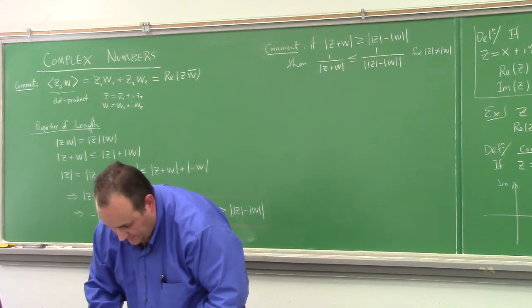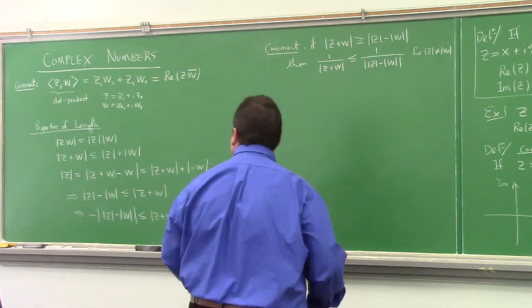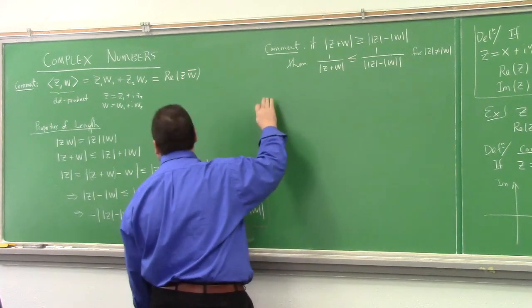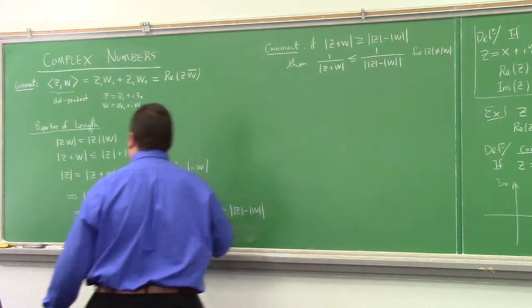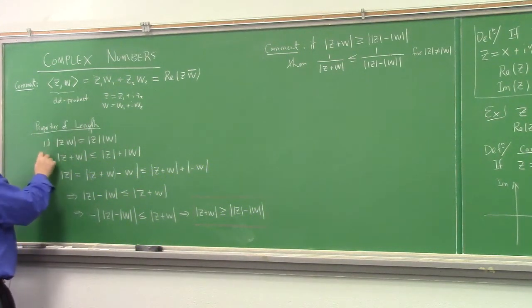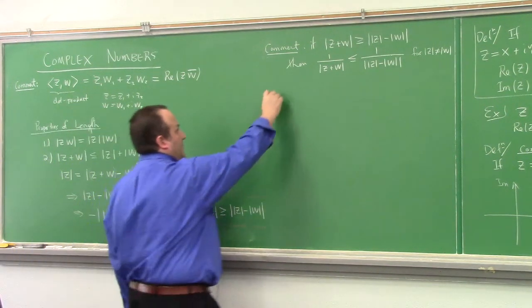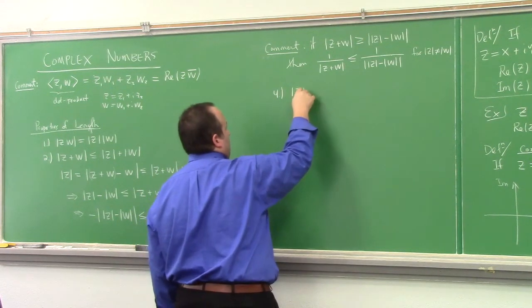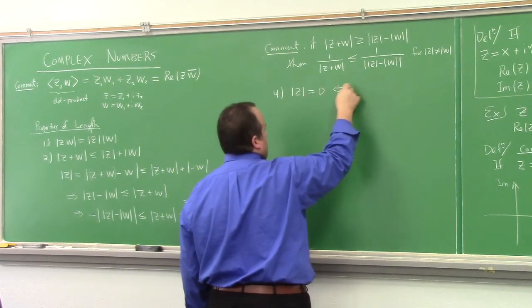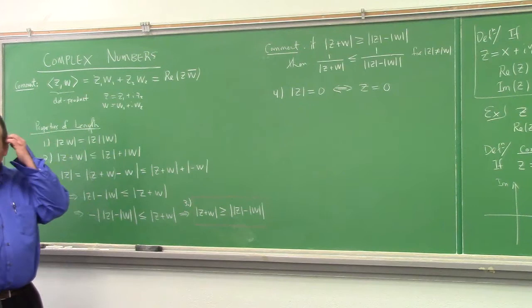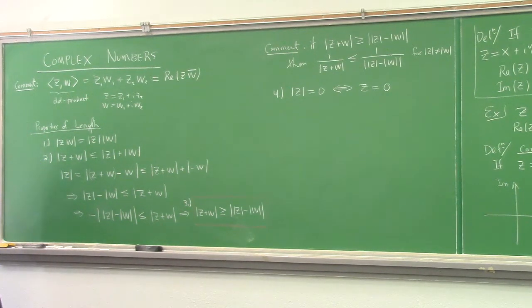What else can I tell you about the length? The other important thing to know about length is another property. So I guess I should say this is property 1, property 2, I'll call this property 3. So property 4 is that the length of z is equal to 0 if and only if z is equal to 0. The only complex number with length 0 is 0 itself. That's an important property to know.